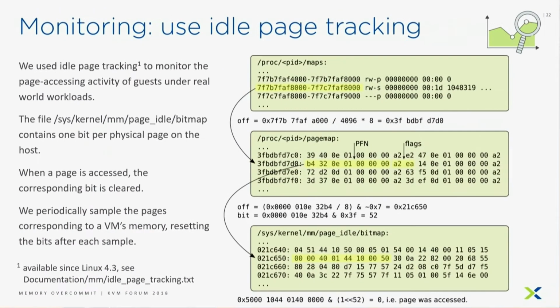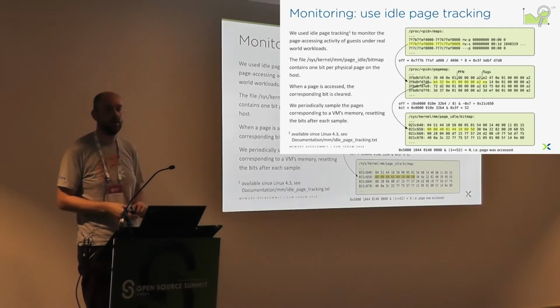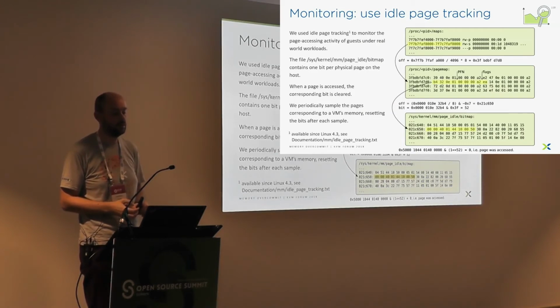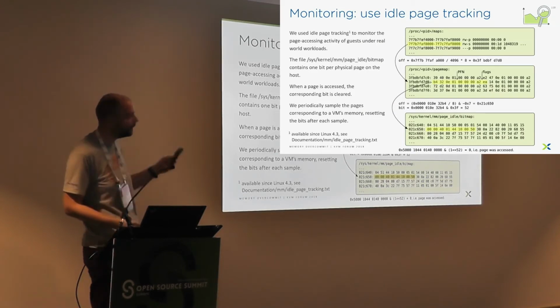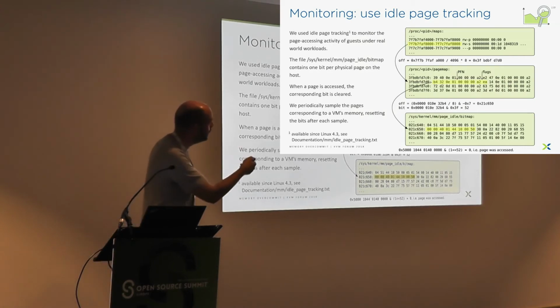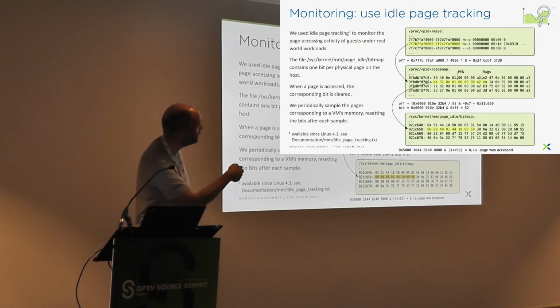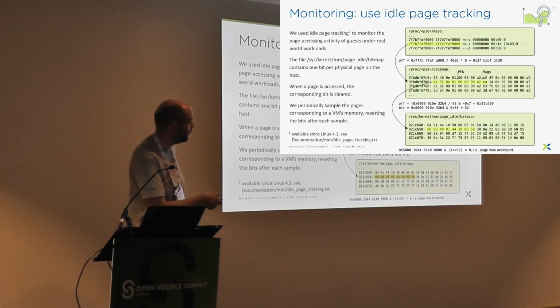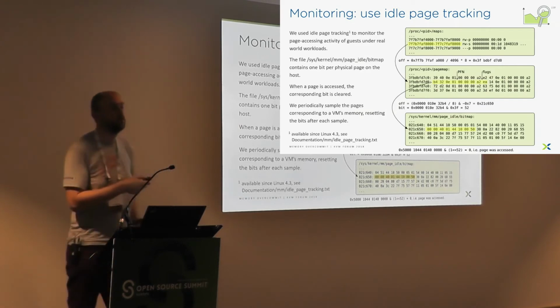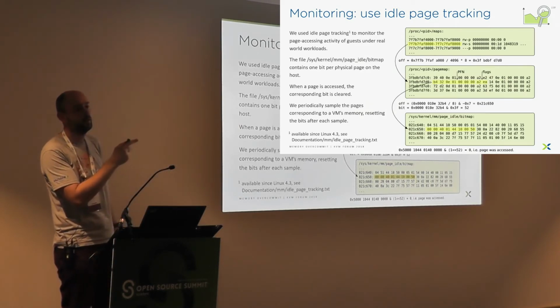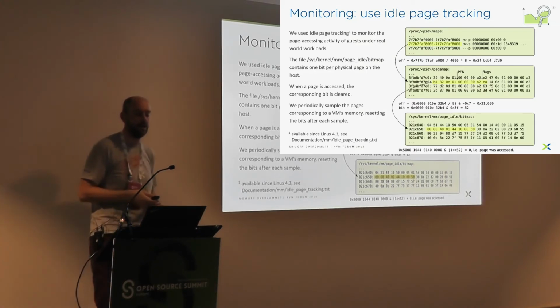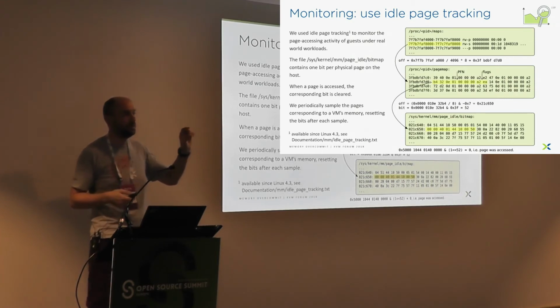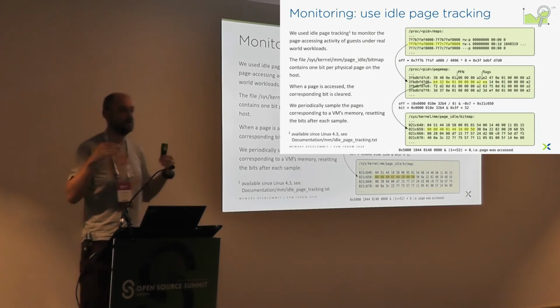We'll start with monitoring. The way we've done this, to monitor the workload of real-world guests, is to use a feature of recent Linux kernels called idle page tracking. If you follow the breadcrumbs from various files in the proc file system, you eventually can get to this file, /sys/kernel/mm/page_idle/bitmap, in which each bit of this file corresponds to a physical page on the host. And the bit is either 1 or 0 depending on whether it has been accessed since it was last reset.